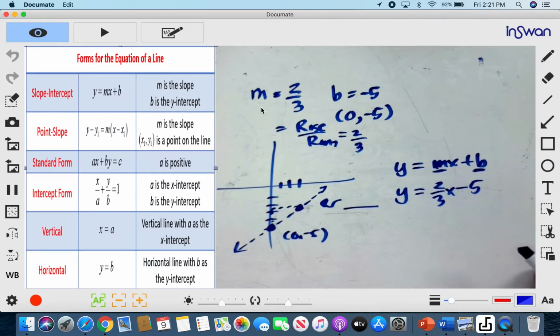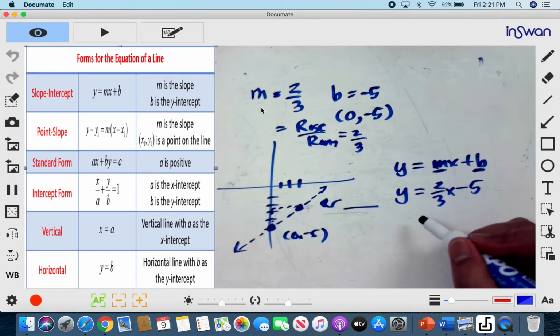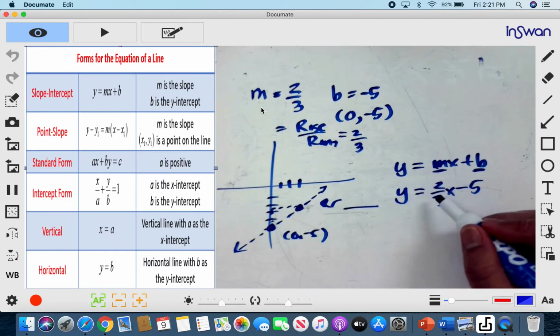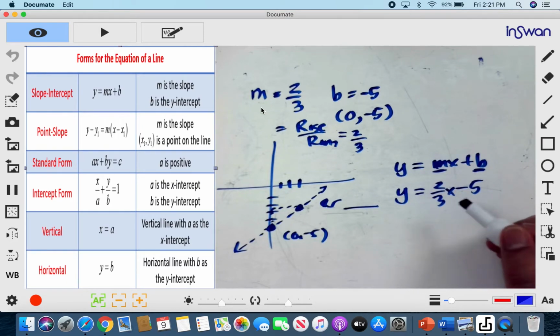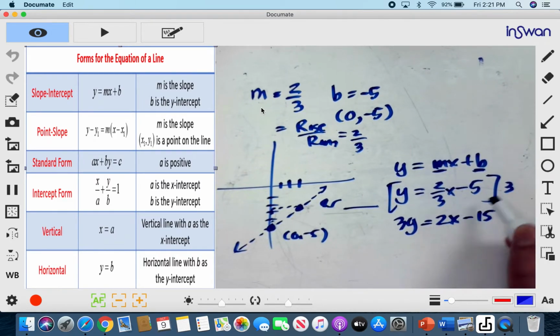All right, so remember x and y are not replaceable, only m and b. So these are the constant values because the x and y here depend on all of this. There are infinite values of x and y here. Okay, so after that, we put this in standard form, so we remove the fraction by multiplying everything by the denominator of the fraction, that is 3. So that's 3y equals 2x minus 15. So 3 cancels out, that's 2.